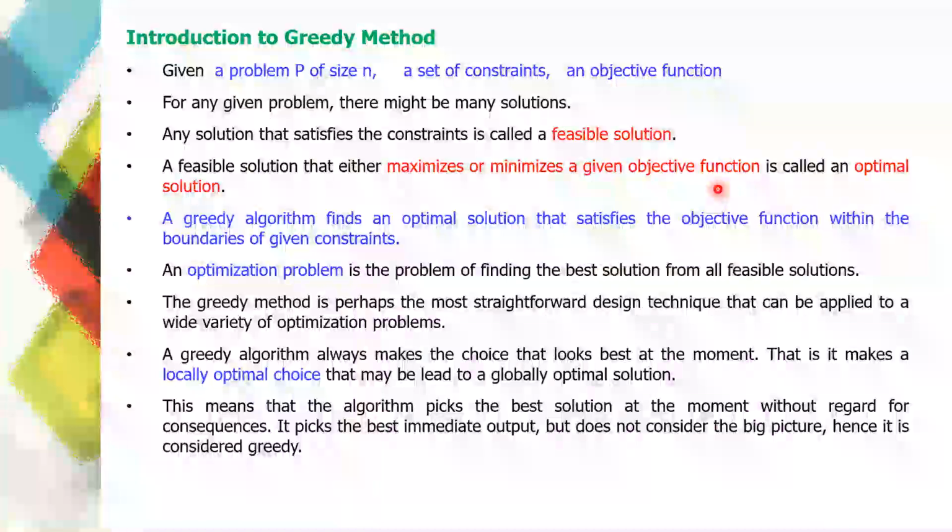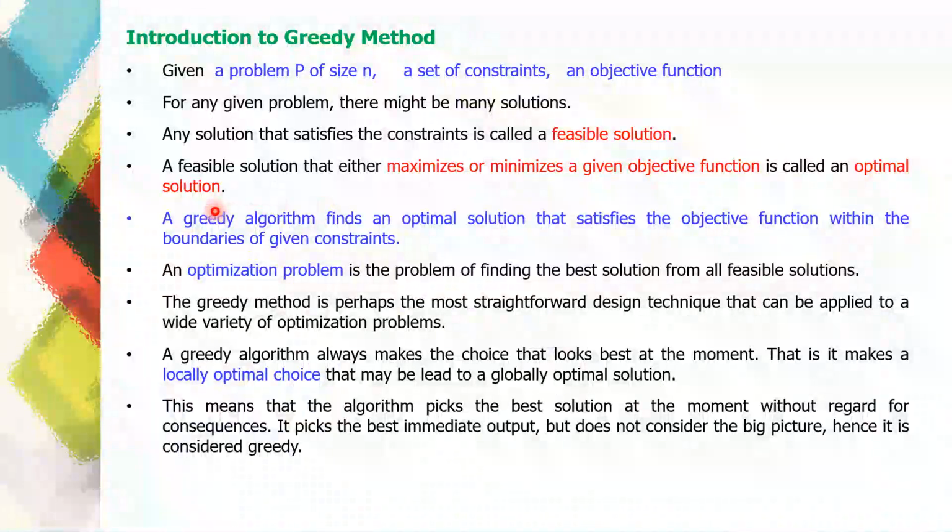So you need to remember these terms while you're talking about greedy approach. You'll be given a problem P, a set of constraints and an objective function. You may try to find many solutions, and all the solutions which satisfy the given constraints are your feasible solutions. Among all feasible solutions, the solution that either maximizes or minimizes the objective function is called an optimal solution.